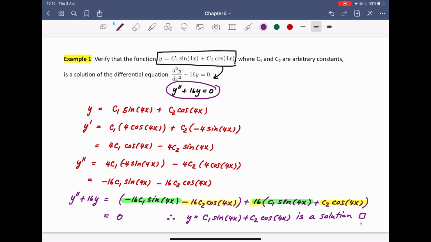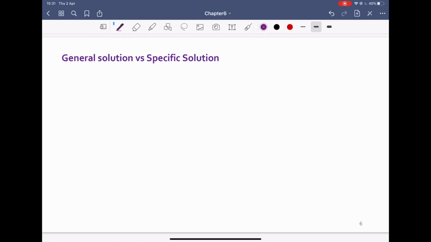Alright, that's how you complete example 1. You can see from this example that the solution of a differential equation must be a function. Okay, now let's talk about another terminology in differential equations. So general solution versus specific solution. So what is a general solution?